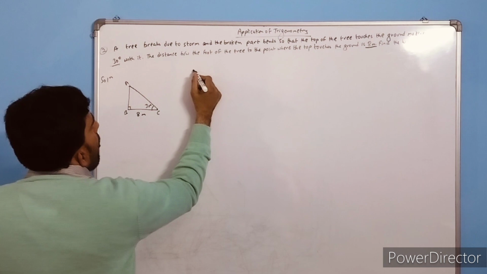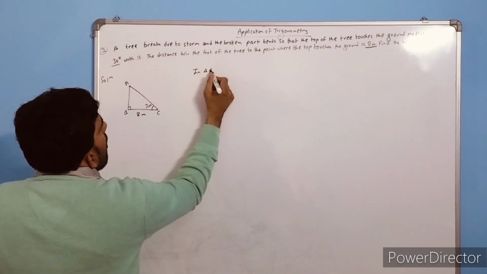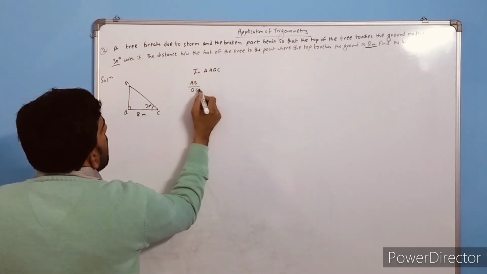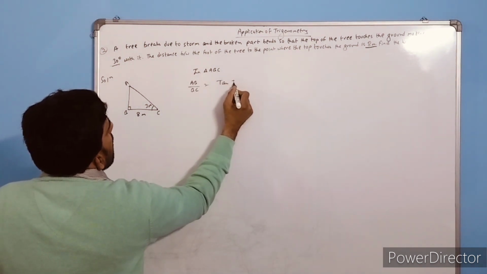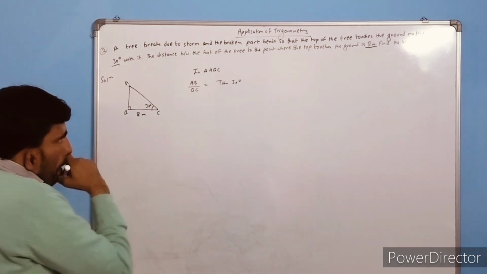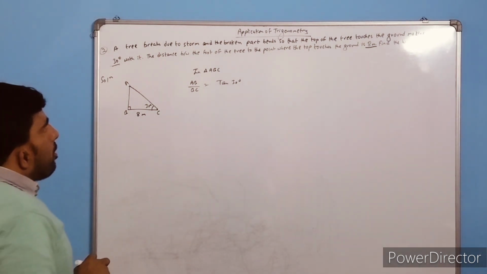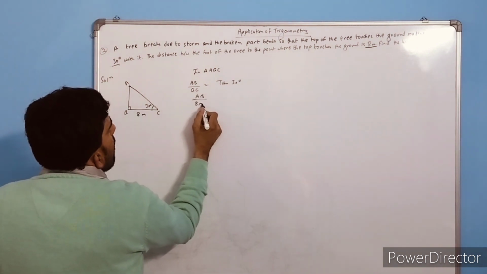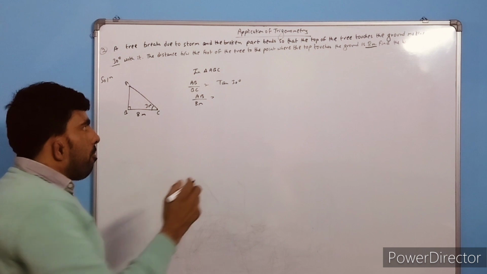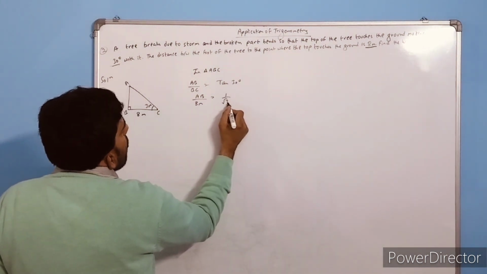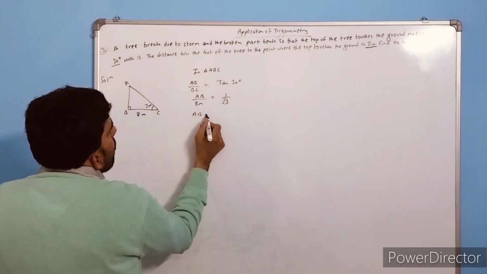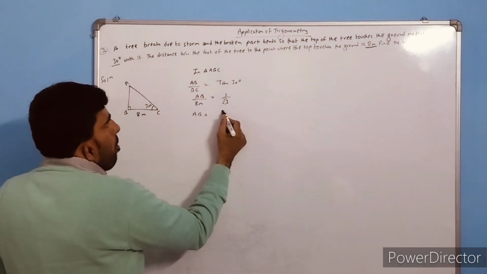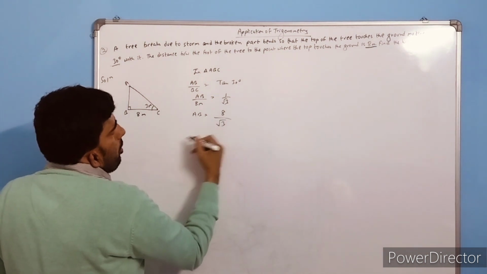Okay. So let us take now in triangle ABC. AB upon BC is equal to tan 30. Okay. Now tan 30 is given. Okay. So AB upon BC, 8 meter, is equal to tan 30. And how much is tan 30? 1 upon root 3. So AB is equal to, what we will do? Take this 8 this side. So 8 upon root 3.